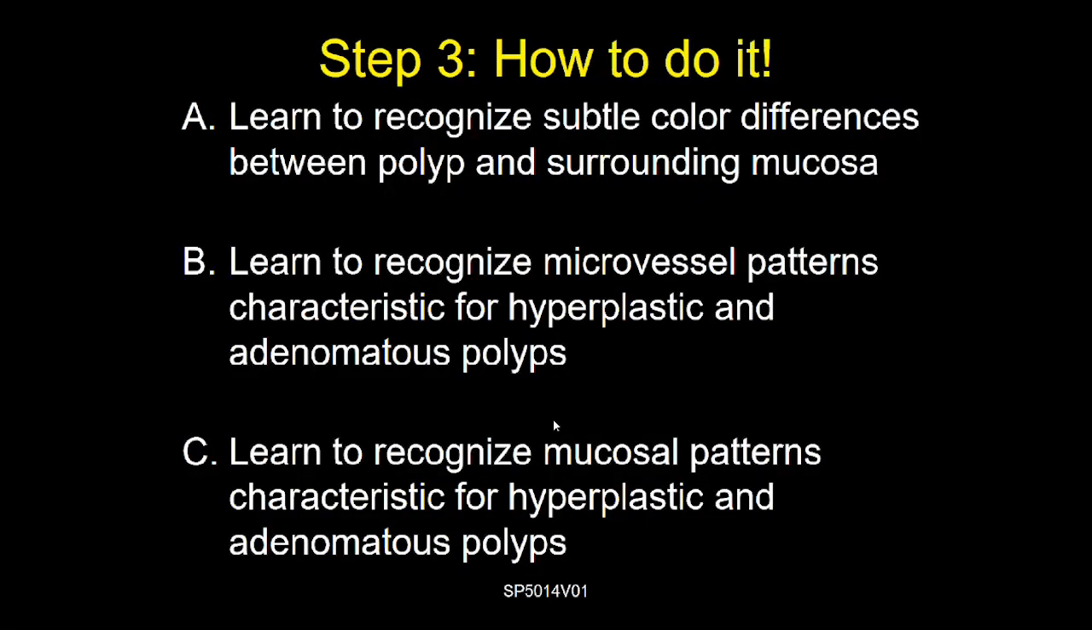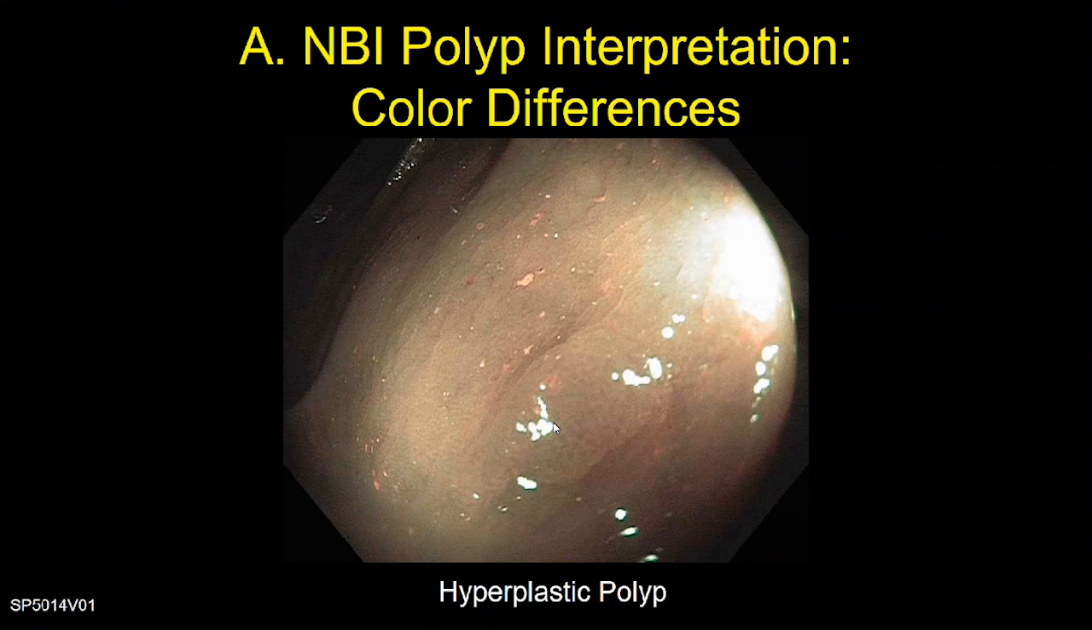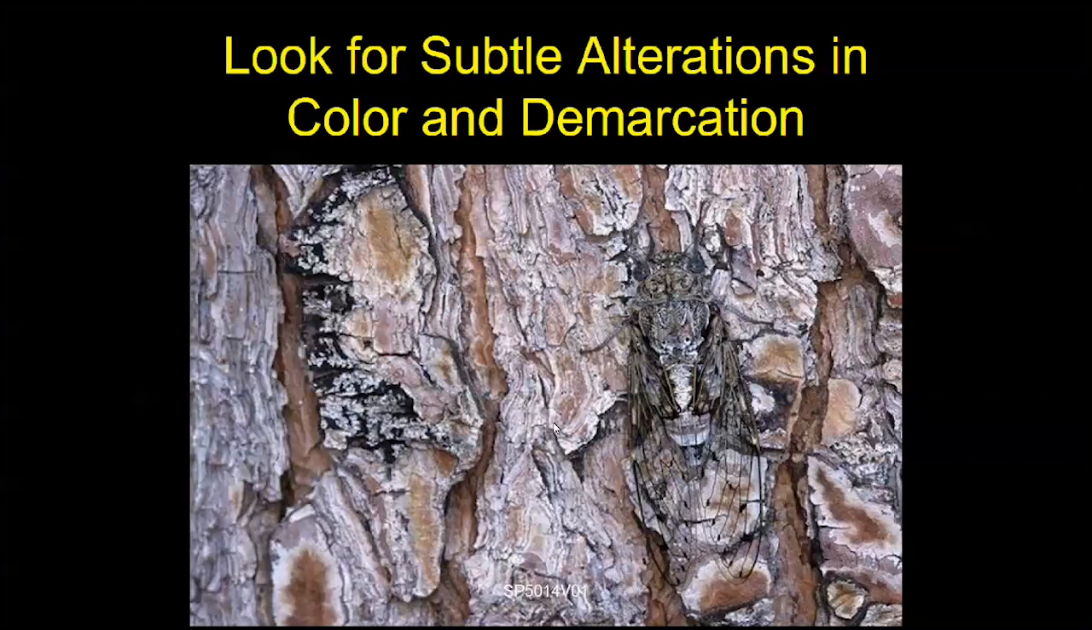Okay, how to do it. So, color differences, then we look at the vessels, vessel patterns, and then we look at mucosal patterns. And we're going to go through all three in the subsequent slides. Look at this polyp. You see there's very little difference between the background and the polyp itself. All these polyps, as I define, are going to be what the histology has shown them to be. So this is a hyperplastic polyp.